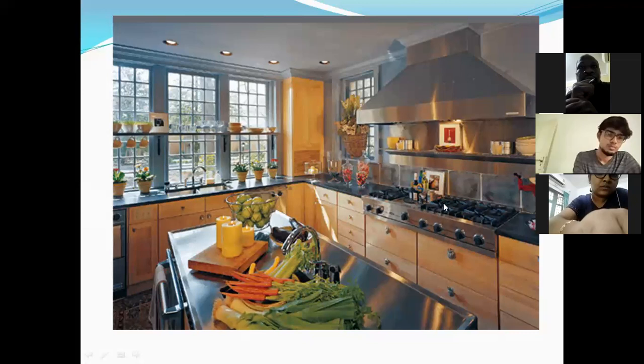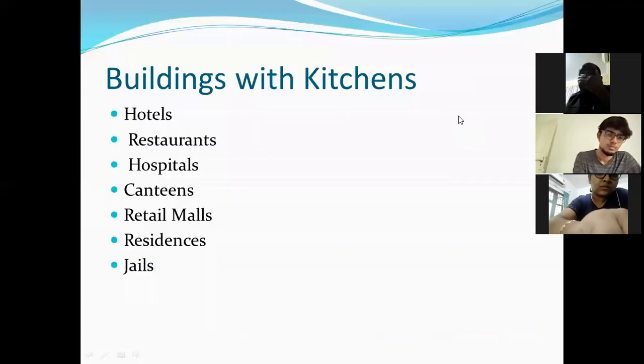So below there will be a stove. This is the stove through which, when we are cooking, fumes will be evolved. Those fumes will be carried away by this kitchen hood. Kitchen hoods will be placed in buildings, hotels, restaurants, hospitals, canteens, retail malls, residences, jails. All these areas need kitchens, so we need kitchen hoods also. These are the most commonly used places where we use kitchen hoods.